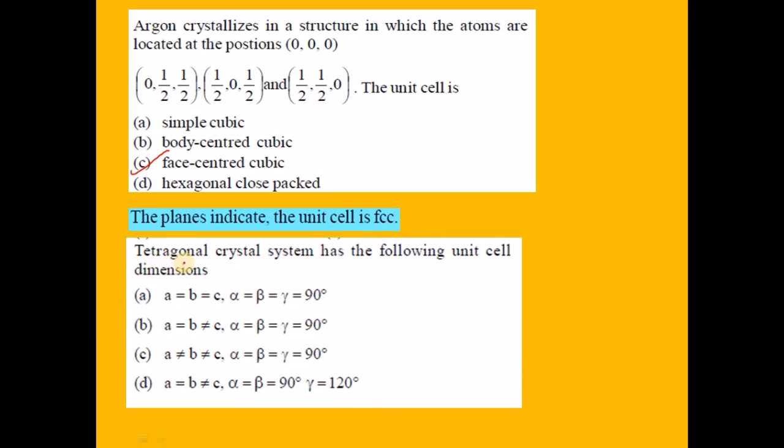Next question. Tetragonal system has the following unit cell dimensions. It is also one important table given in our textbook about the Bravais lattices. In tetragonal we have a = b ≠ c, and alpha, beta, gamma are 90 degrees. So here option B is the correct one as per that information. This is the right option, B.